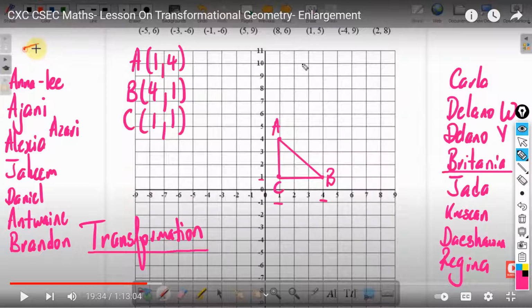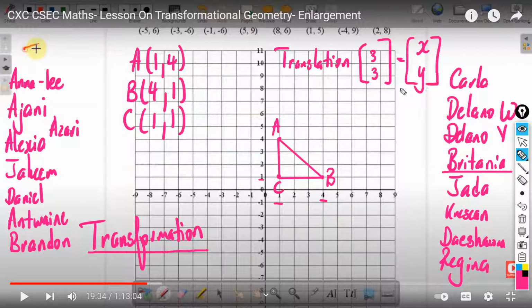So guys, usually they ask us for a transformation or translation. And they usually put the points like this. In this case, I'm going to make it 3, 3. And usually, guys, of course, X is the top one and Y is the bottom one. So it's really easy, guys. We just need to add this 3, 3 to the points.